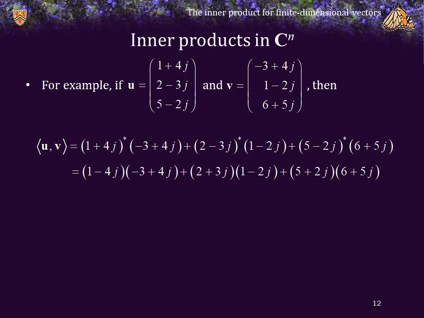Now let's calculate each of those 3 products. So the first product is 13 plus 16j. The second one's a little simpler. It's 8 minus j. And the last one is 30 minus 10 plus 25 plus j plus 12j, which is 30 plus 37j. Summing up these three complex numbers, we get that the answer is 41 plus 52j.